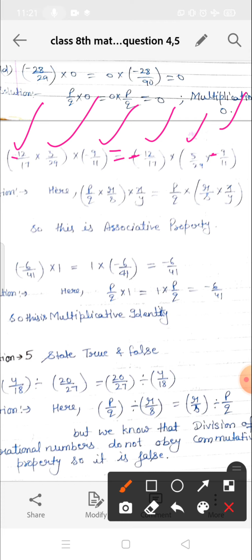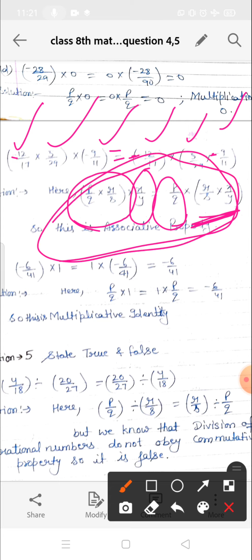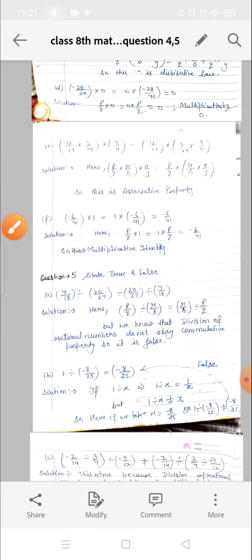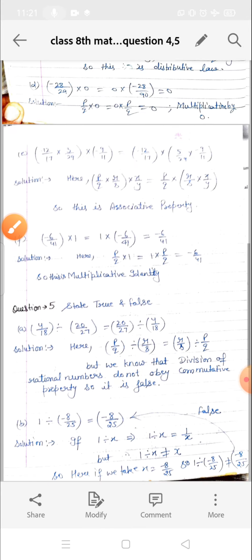So look at here, P by Q multiplied by R by S, the resultant is multiplied by X by Y, is equal to P by Q multiplied by the resultant of multiplication of R by S and X by Y. So which property is this, beta? This is associative property. So in E part we have used associative property.